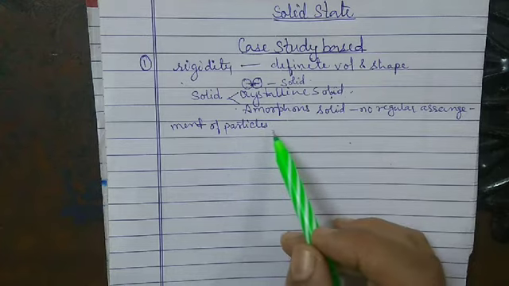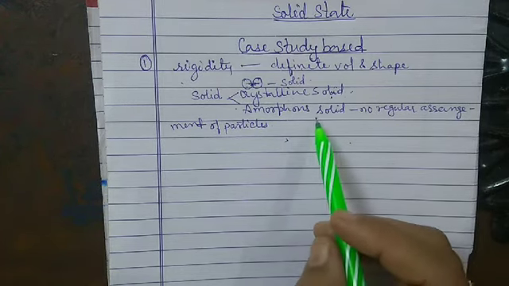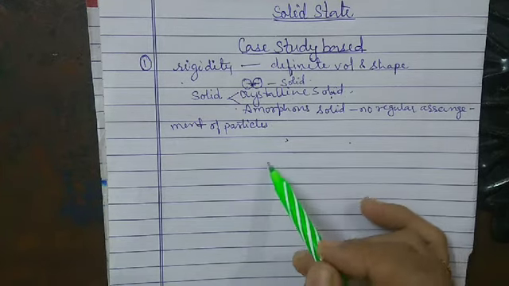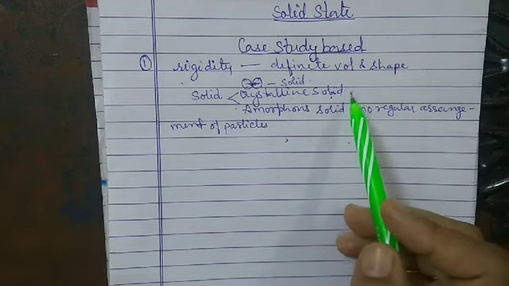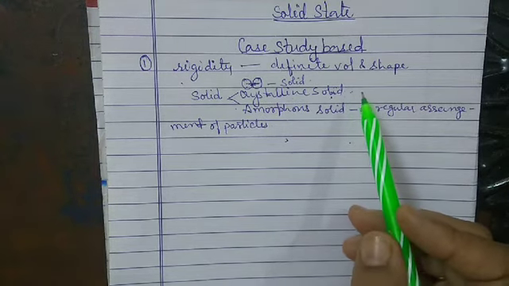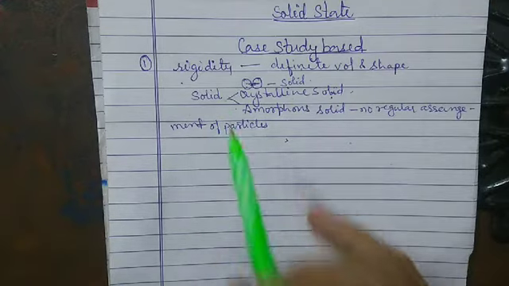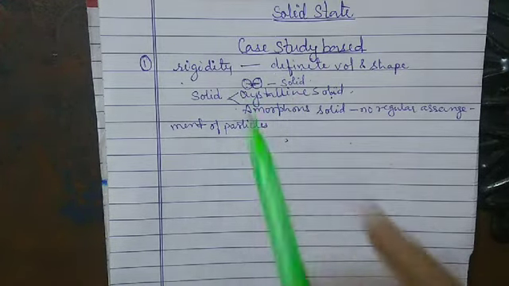Ionic solid, molecular solid, covalent solid, and metallic solid are the types of crystalline solid. We have already studied these types of the crystalline solid. So the topic for the case study is the solid.